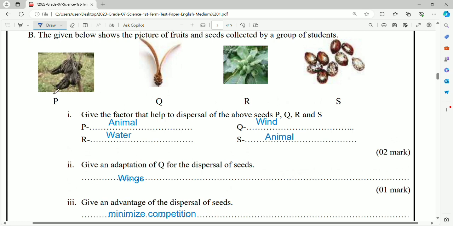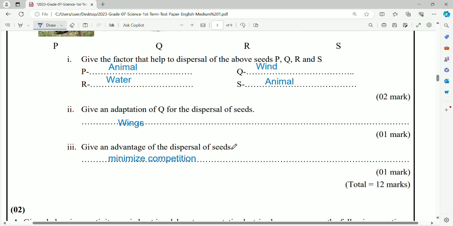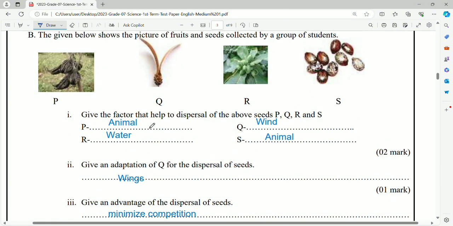These hooks help in dispersal by animals, and these wings help in dispersal by wind. So these seeds help in dispersal by water. And S, if you go to S, it is dispersed by animals. So P animal, Q wind, R water, S also wind. Then give the adaptation of Q for dispersal of seed.